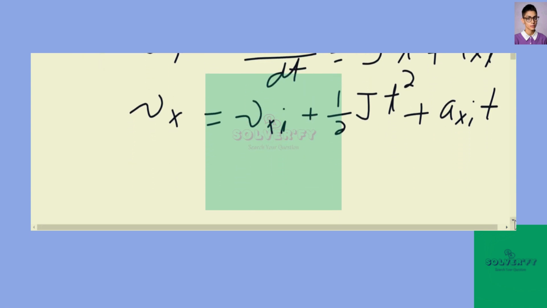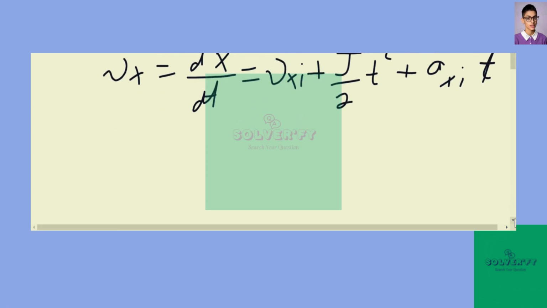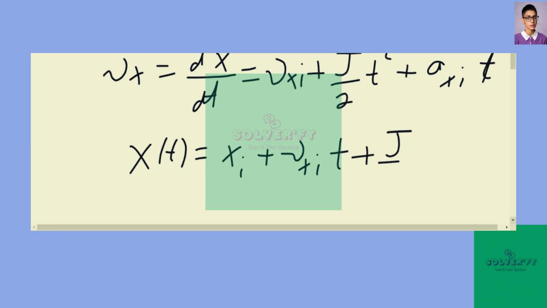And since we know that the velocity is the derivative of the position as a function of time, which is what I wrote up above, and we integrate this with respect to time, we get that the position is the initial position plus the initial velocity times the time plus the jerk over 6 t cubed plus the initial acceleration t squared over 2.